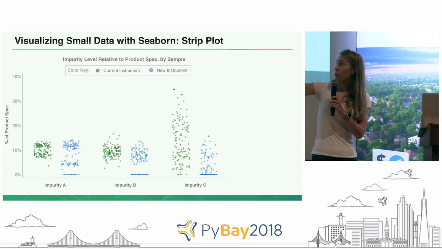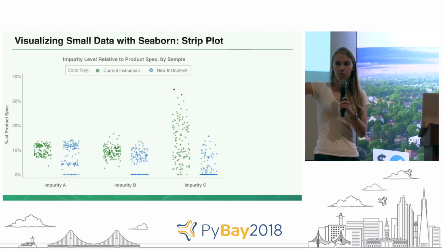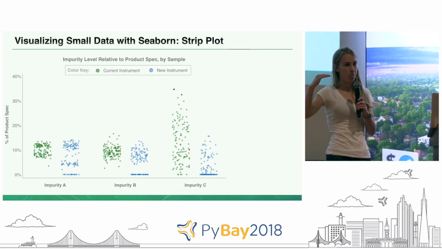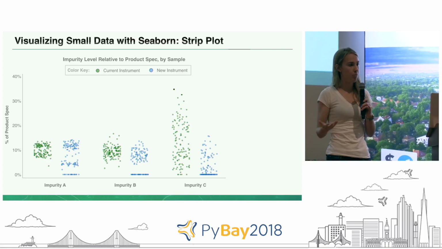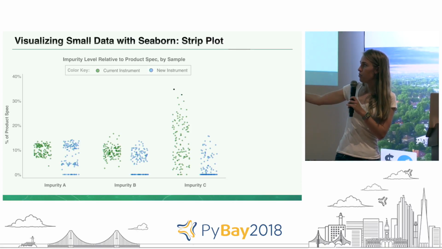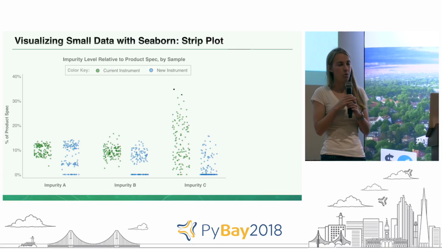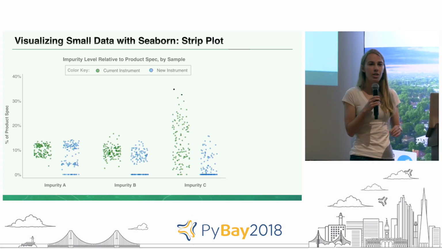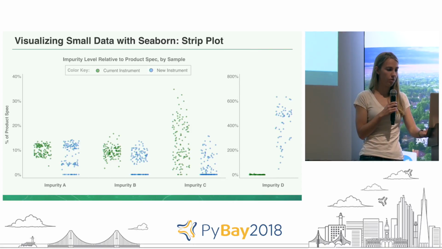The axis on the left is the percent relative to our product spec, which is the maximum allowed amount of impurity that we have in our samples. So we can see here that smaller is better. And yeah, the new instrument looks pretty good. If we were to run a statistical test on this, it would agree with us. And great, we've doubled our production capacity. But we didn't collect data on 3 impurities, we collected data on 4. Let's check out that 4th one.